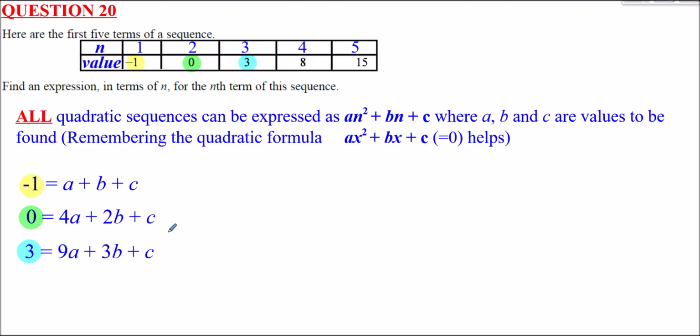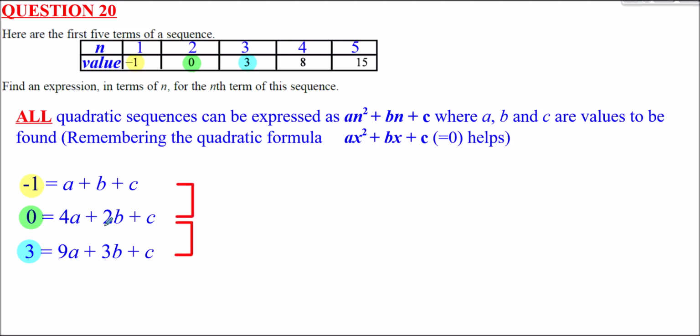Now, if you can remember this format, the general rule for finding the nth term, you can always follow the same process. These numbers here, 1, 2 and 3, are your first three terms, but this a, b, c, 4a, 2b, c, 9a, 3b, c are always the same. It's always the same structure for your first three terms. Now we've got those, we can work on these as simultaneous equations to work out what a, b and c are.